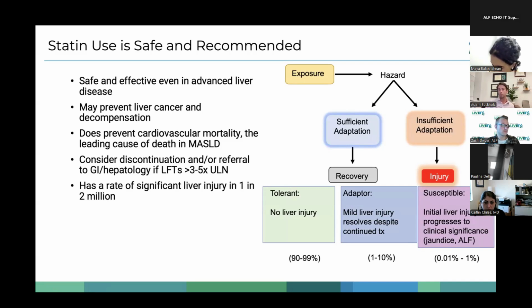Their liver will stop having inflammation related to the drug, and only a very small fraction will have insufficient adaptation and a clinically significant liver injury. The rate is thought to be about 1 in 2 million in patients on statin use. So use statins in these patients and consider discontinuation only if liver enzymes are sustained above 3 to 5 times the upper limit of normal.